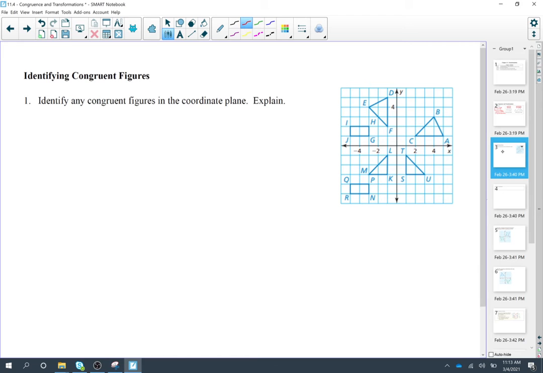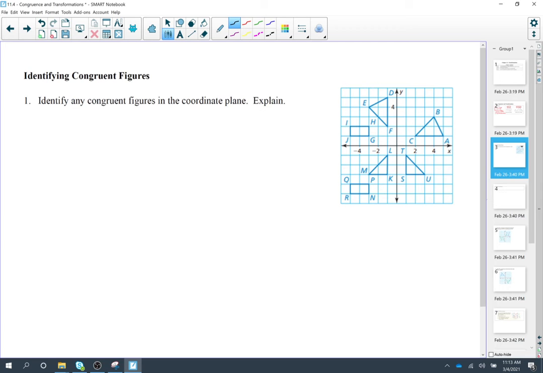Example 1, identifying congruent figures. Identify any congruent figures in the coordinate plane. So the first thing I'm looking at is I'm going to identify this rectangle, and I'm going to wonder if it's congruent to this rectangle. So first of all, they are the same shape. They're both rectangles. And second of all, are they the same size? Well, this is 1 by 2, and this is 1 by 2. So they're the same size.